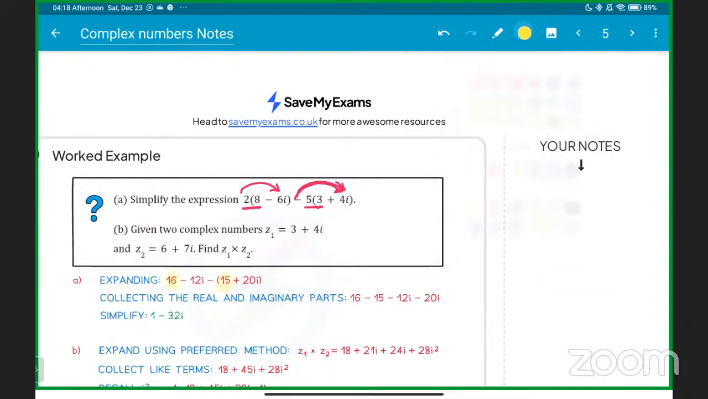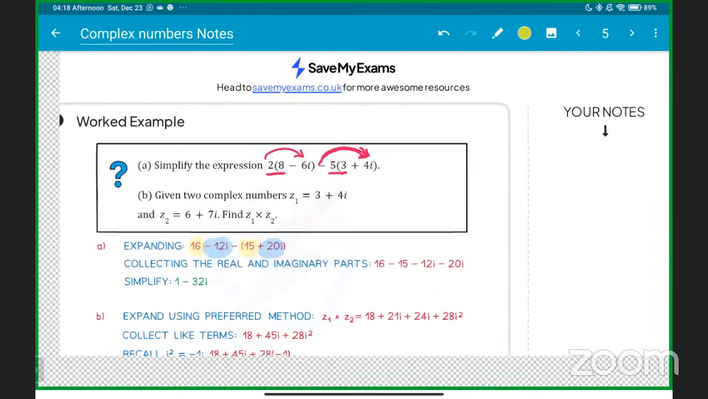Real minus real. This can be tested, okay? Real minus real and imaginary minus imaginary. So 16 minus 15 is 1, sir. Simplify, the green color is the answer. Everyone with me? And minus 12i minus 20i was minus 32i. So this is the answer for the first part.